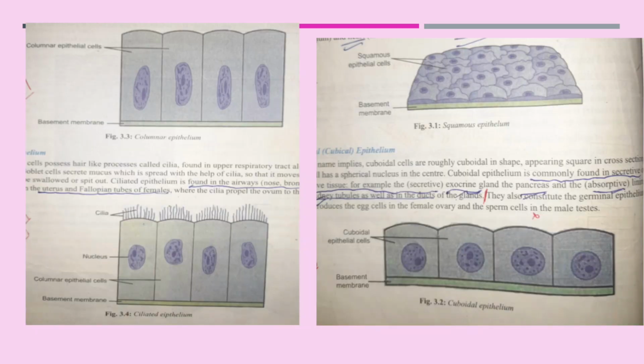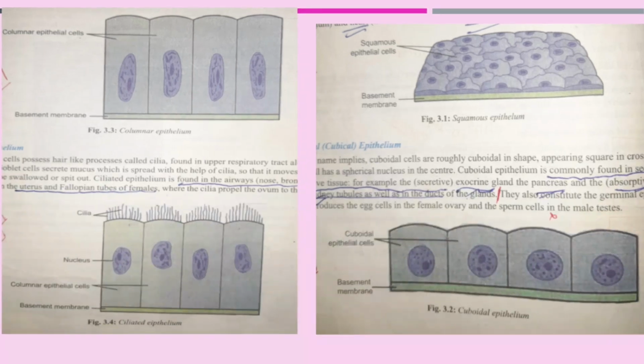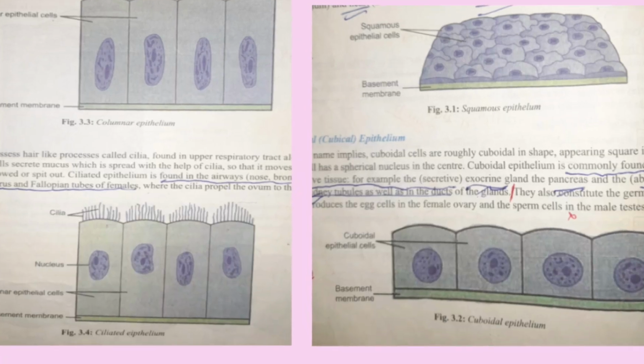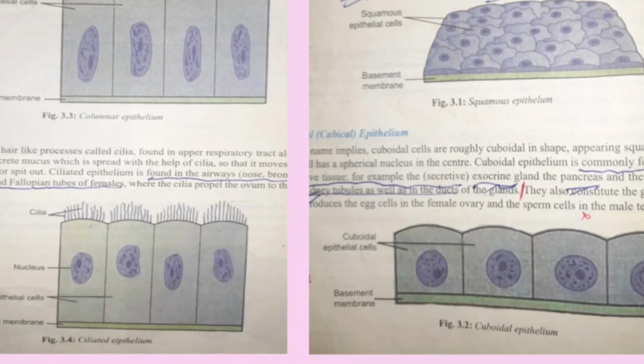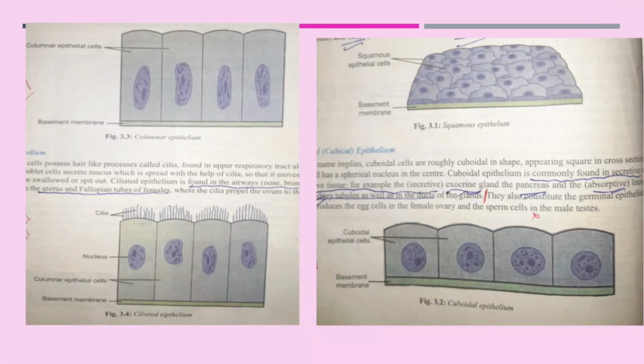So the type of tissue depends upon its size and shape. Like you see in the shape here, columnar epithelial tissue is shaped like a column. Ciliated epithelial tissue, just like columnar epithelium, has cilia on its surface. And in squamous epithelium, you can see the cells are tightly packed with each other. Cuboidal epithelium is a bit flattened type of tissue.